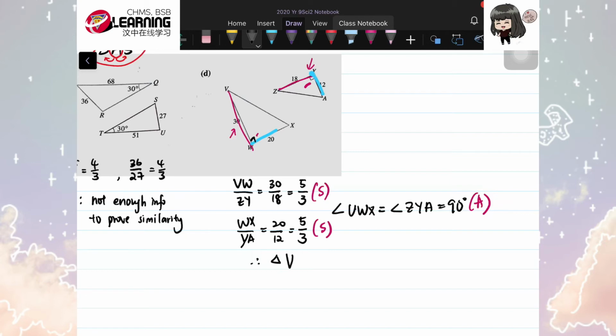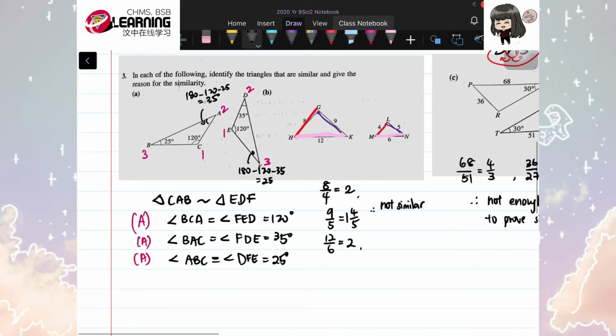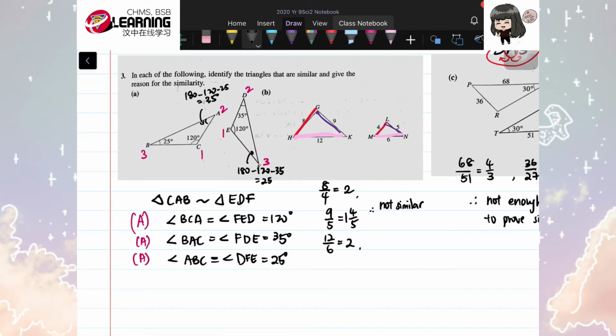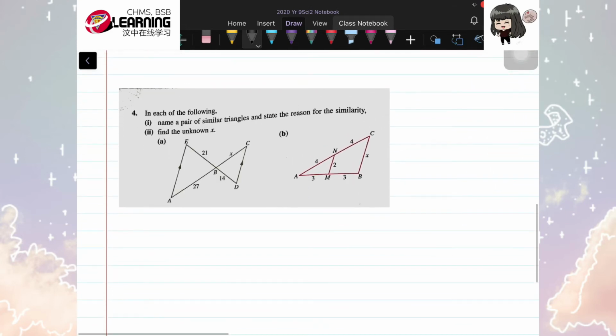Therefore, the triangle that is similar now is triangle VWX with ZYA. Okay, so this is side angle side. Okay, we are done with question number 3. Let's go to question number 4.